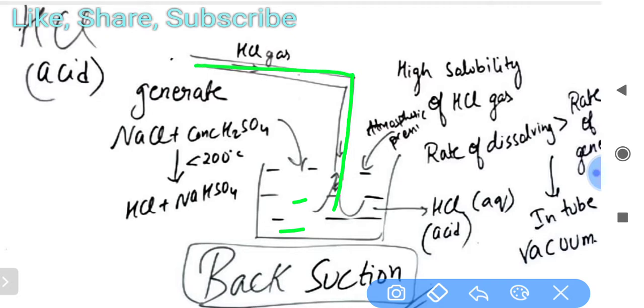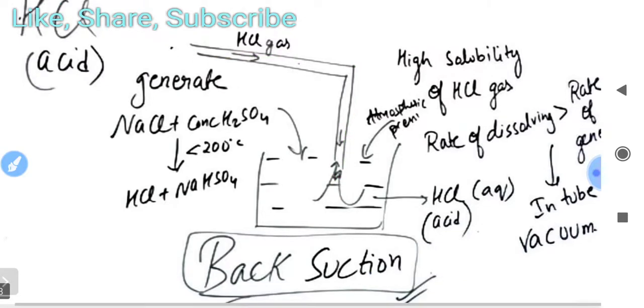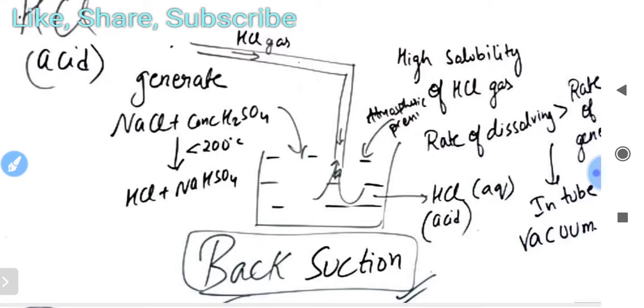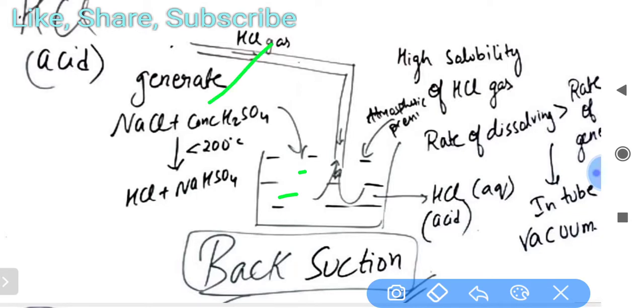So we have to prevent this back suction. When there is only water here, the rate of dissolving is greater than the rate of generation. HCl gas is generated here and it dissolves eventually here. So how will we get the HCl gas? To overcome this situation, scientists made something new to prevent this back suction of HCl.